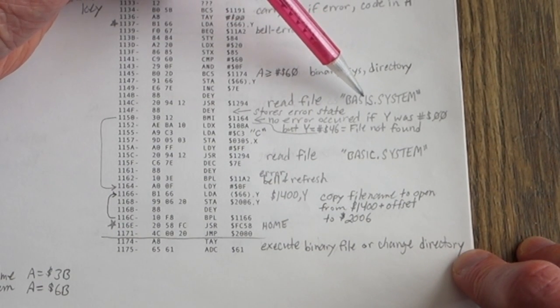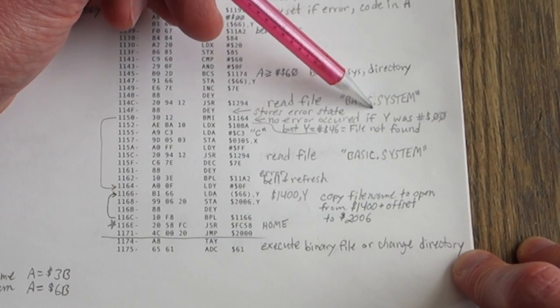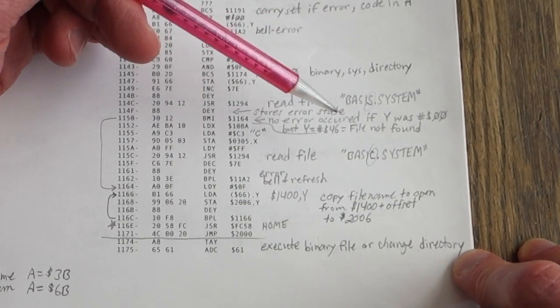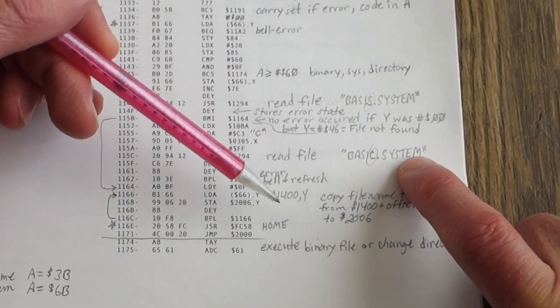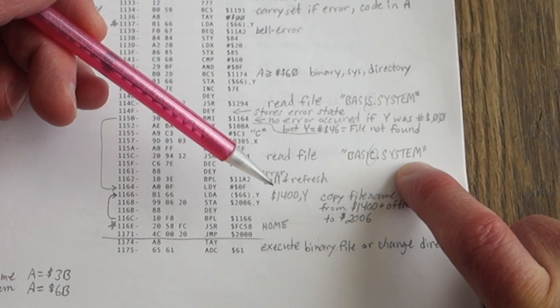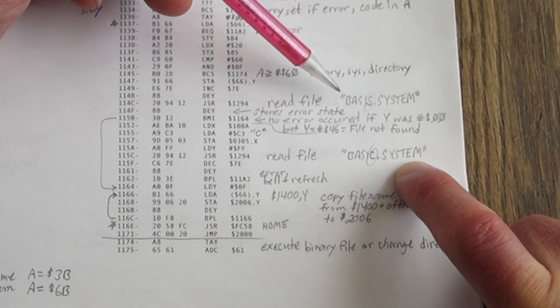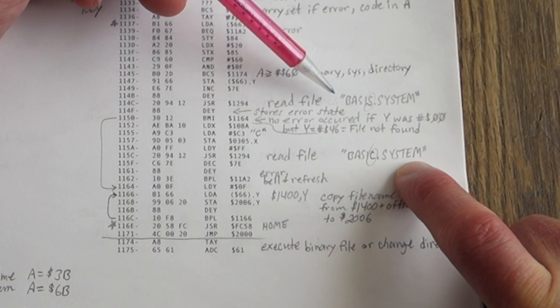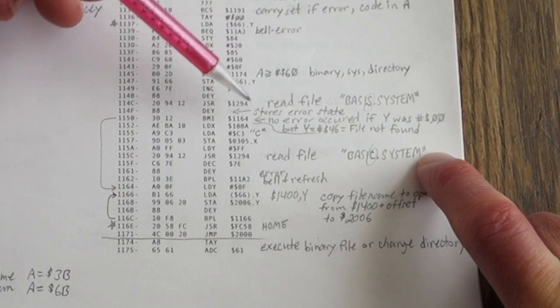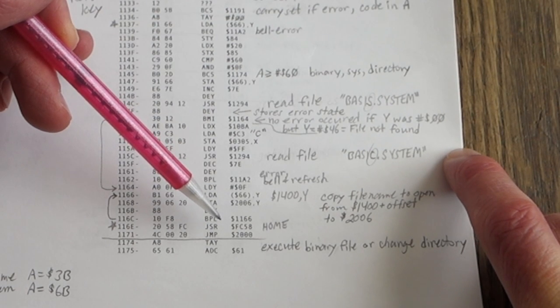If it can't find it, then it just replaces the letter S with a C and goes ahead and loads basic.system and then runs your program. Now, if there is a basis.system, then what it does is it actually reads that file instead into memory, and then it just jumps straight down to trying to launch the program.